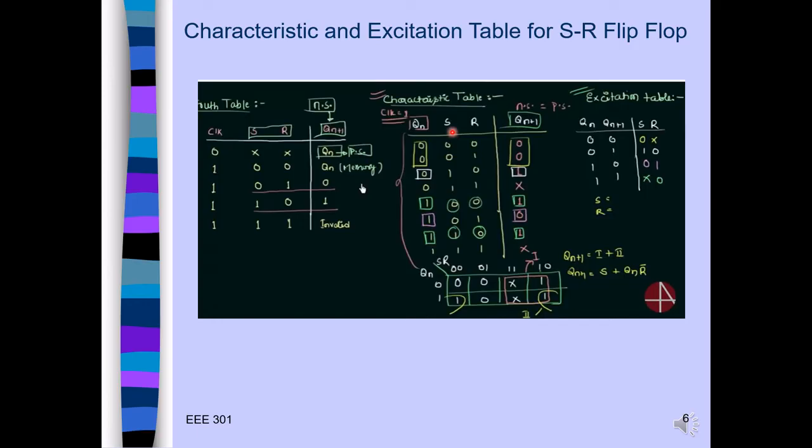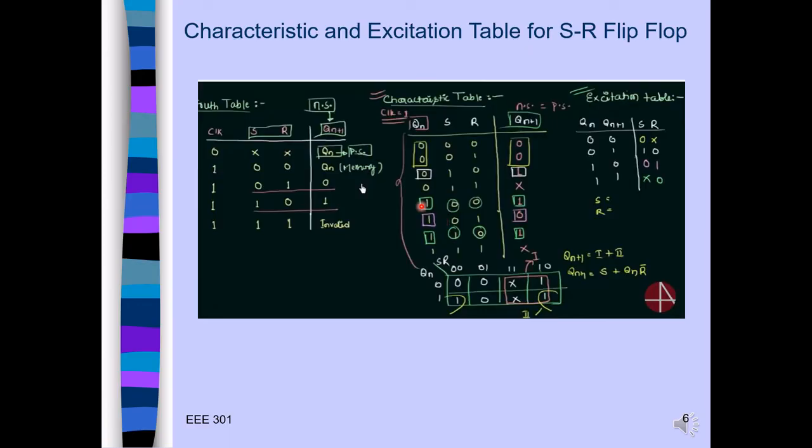So this truth table will be helpful to get the characteristic tables. What do characteristic tables tell us? Instead of only S and R, we also have another input, Q N. Obviously, all of this happens at the clock edge, that's why clock equals 1. We need to determine the next state, Q of n plus 1. So this is your present state, you can say, and this is your next state. So how can we determine the next state?